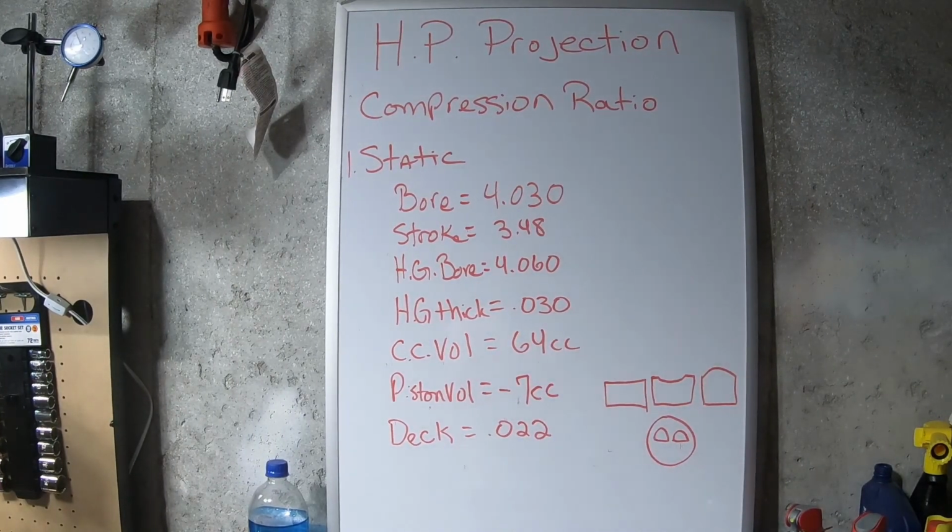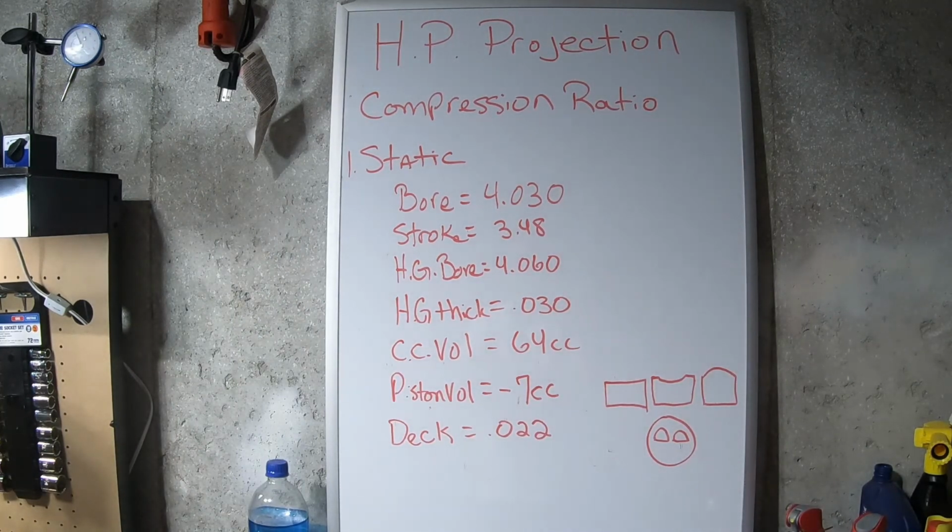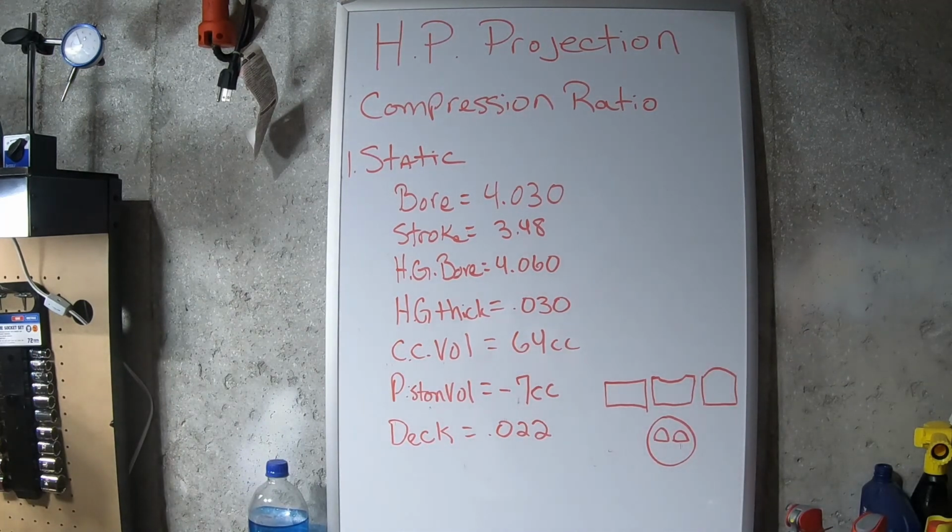Okay, let's talk about compression ratio now. The first compression ratio is the static compression ratio, and that is the one you'll almost always hear people referring to. That is the compression ratio with a completely closed cylinder using all of the stroke available to compress the maximum volume of air into the minimum amount of space to give you that ratio of X to Y. The information you'll need to calculate this is the bore, the stroke, the head gasket bore, and that's a little different.